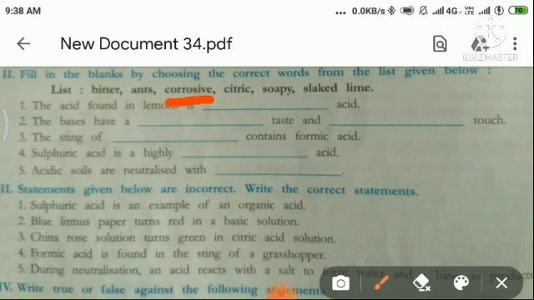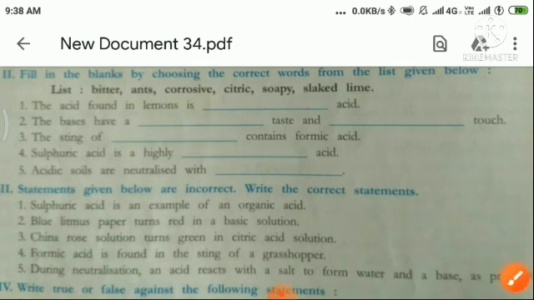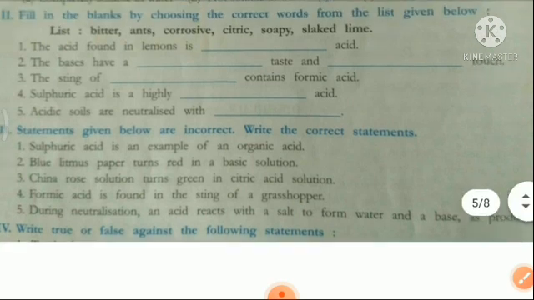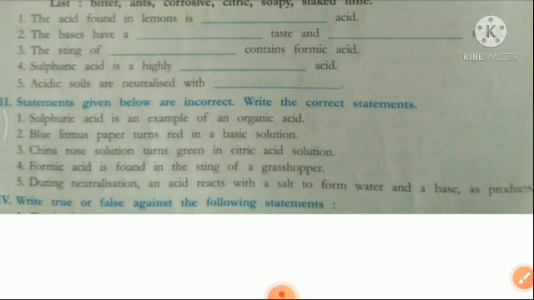Okay, again acid soils are neutralized with slaked lime. Okay, we have discussed this in our last video. Now question number 3. So in this question what is given? So all 1 2 3 4 5. Okay, so all these statements are incorrect. Okay, these statements are wrong, and we have to correct them. Okay, we will be writing the correct statement.